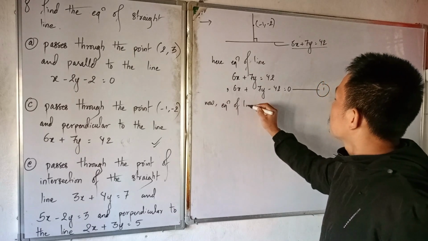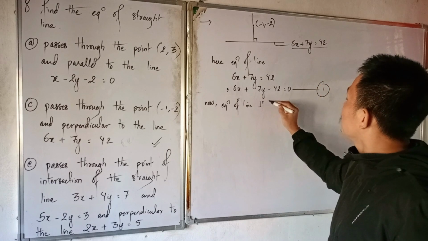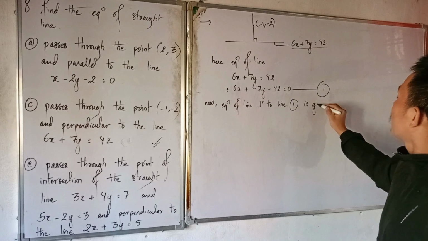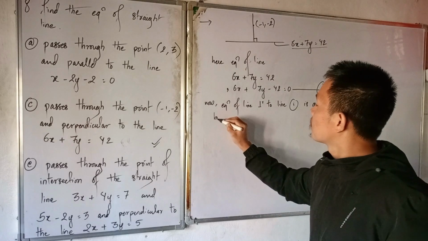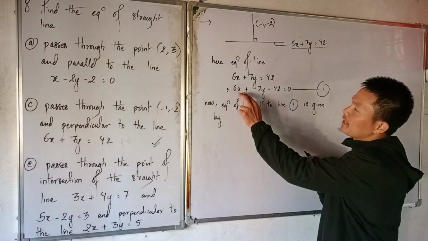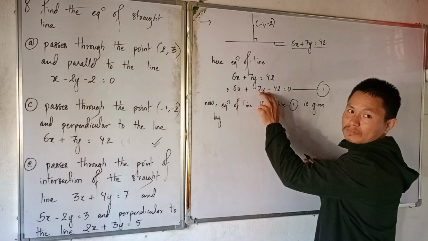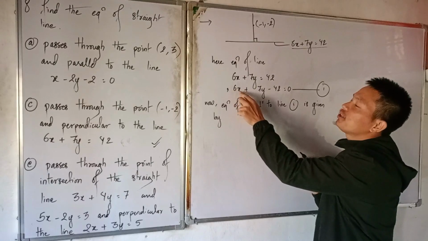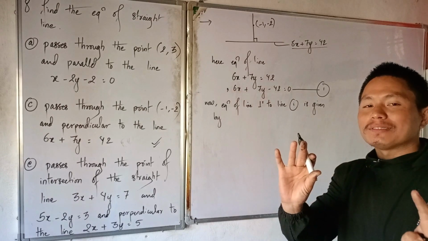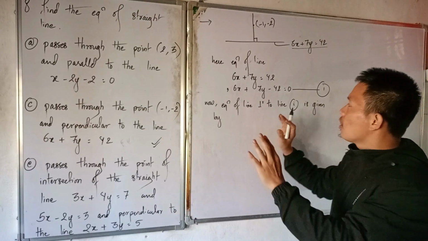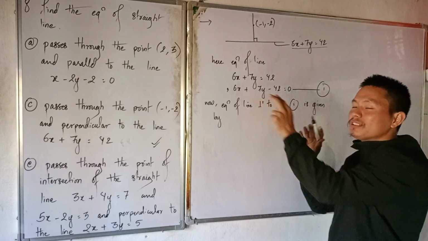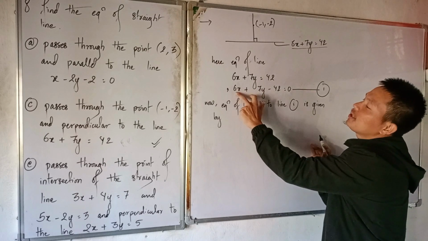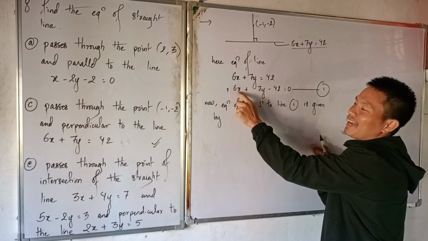The equation of the line perpendicular to line I is given by, look here, so here is 6x plus 7y. You just have to interchange the coefficients of x and y in perpendicularity, in lines perpendicular to a certain line. You just have to interchange the coefficient of each x and y.